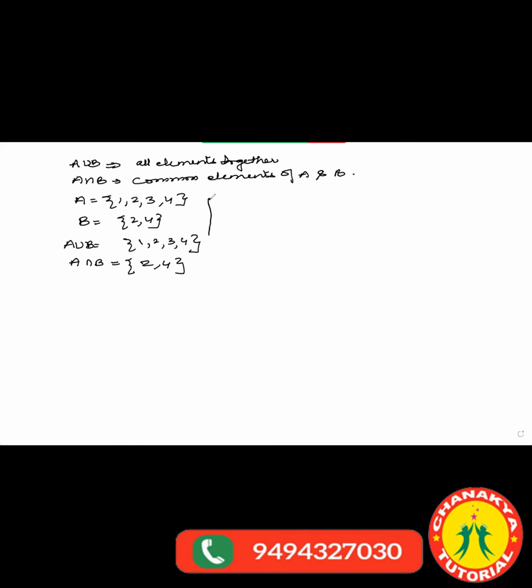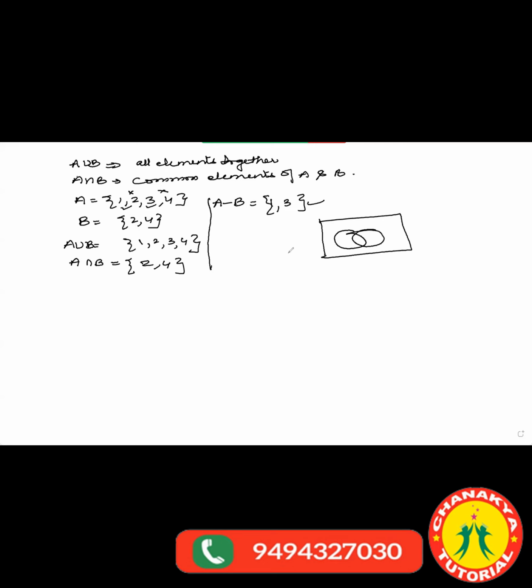And children, suppose if I am asking you that A minus B, who will tell? Jaswant? Ma'am, it's 1 and 3. Yes, it will be 1 and 3 because you will remove the elements of B from A. So it will be 1 and 3 only. Clear beta this thing?